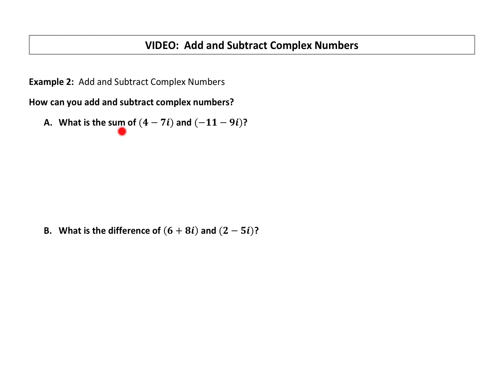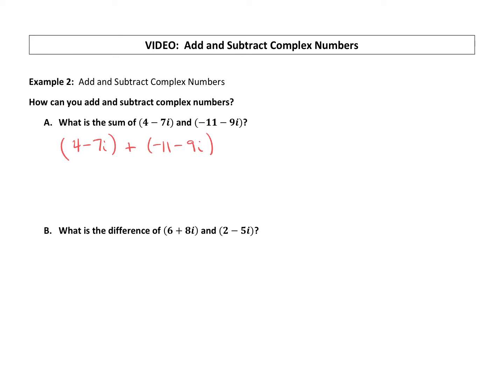What is the sum when we're adding this complex number, 4 minus 7i, and this complex number, negative 11 minus 9i? So let's go ahead and set that up as an addition problem. We have 4 minus 7i plus negative 11 minus 9i, one complex number plus another complex number.